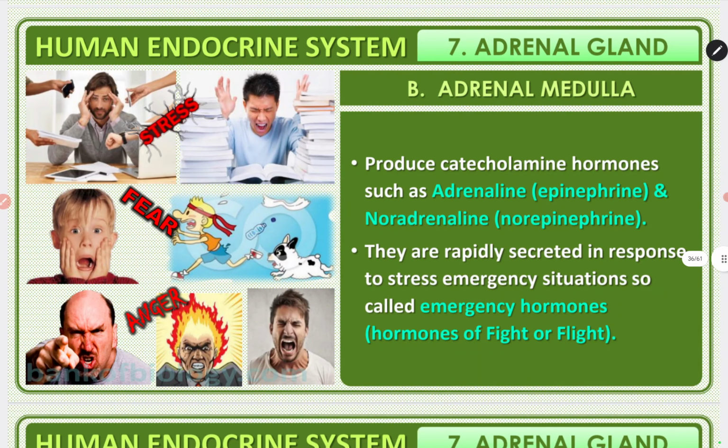Now coming to the adrenal medulla. It produces catecholamine hormones such as adrenaline or epinephrine and noradrenaline or norepinephrine. They are rapidly secreted in response to stress and emergency situations, so they are called emergency hormones or hormones for fight and flight.